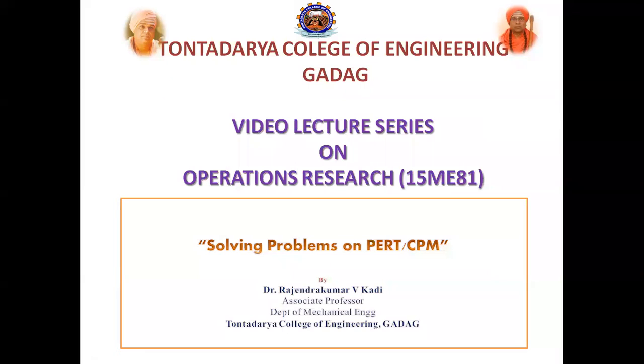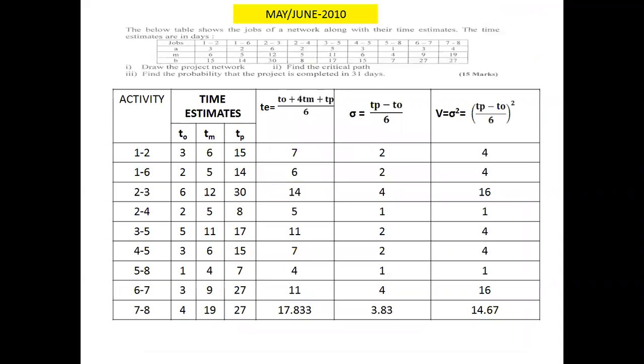In this session, we will continue with the problem which you have solved in the previous session. In the previous session, we took one problem from the previous question paper, where it was asked to draw the project network, find the critical path, and also find the probability that the project is completed in 31 days. We have already drawn the project network diagram and also found the critical path.